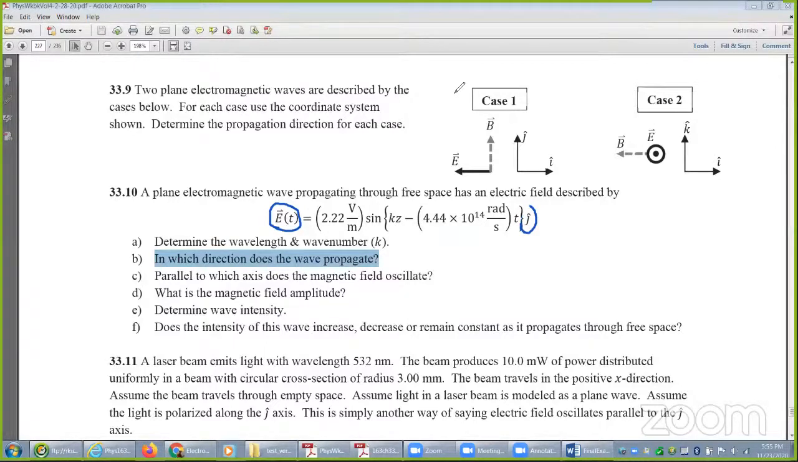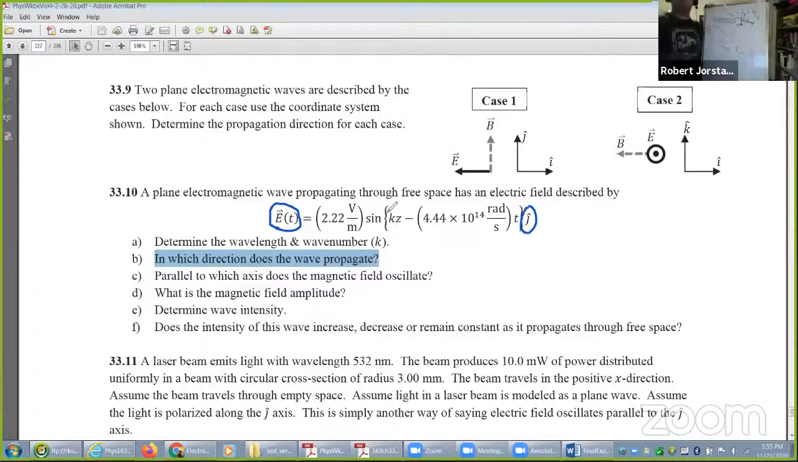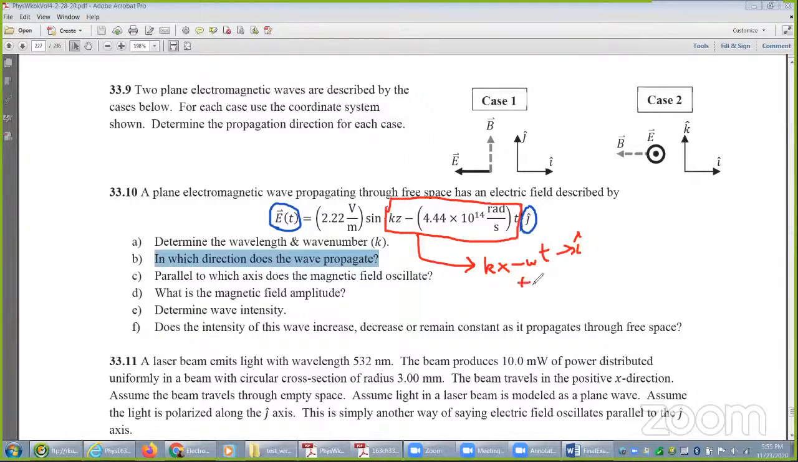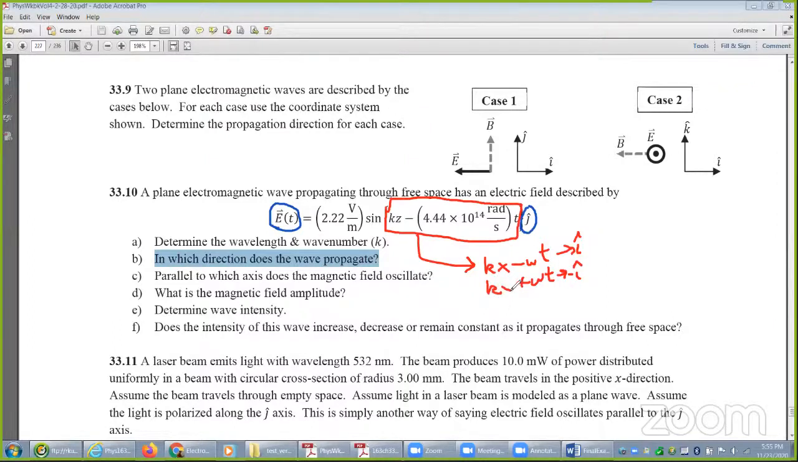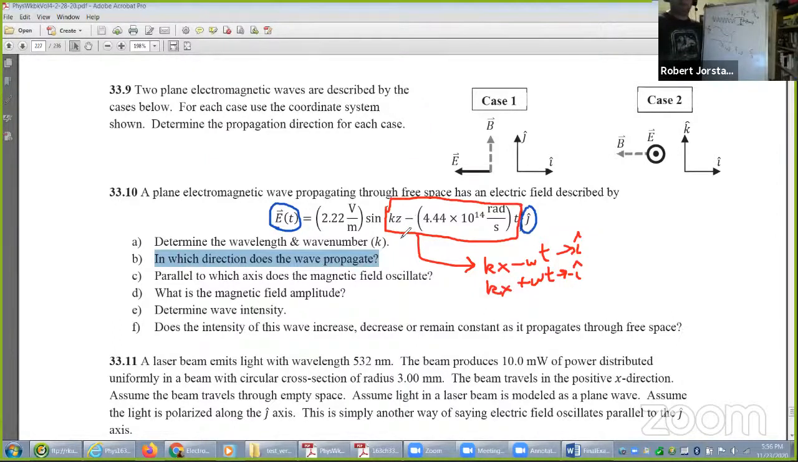Why isn't it I hat? Where are you supposed to look? Right here. The thing inside the sine function tells you which way it travels. If it's kx minus omega t, that was I hat, remember? It goes negative k. And so if this was kx plus omega t, it would have been negative I hat. So Tom, what did you say it was? Negative k. And that's not right. It's in the positive k hat.